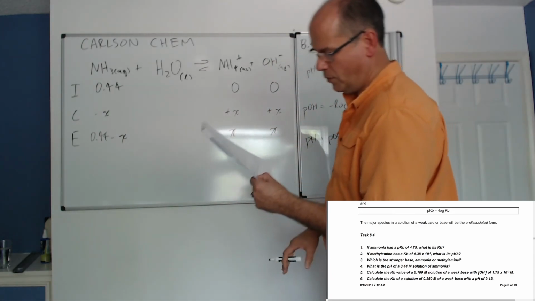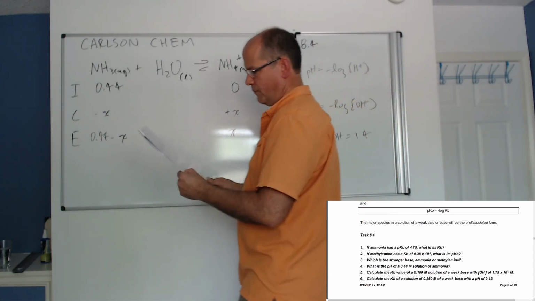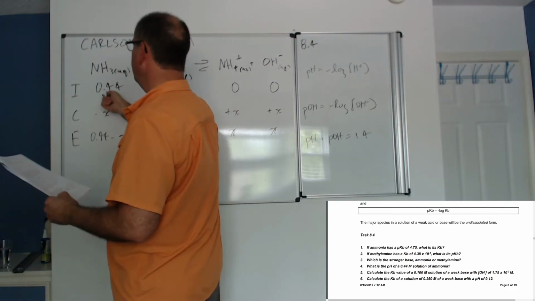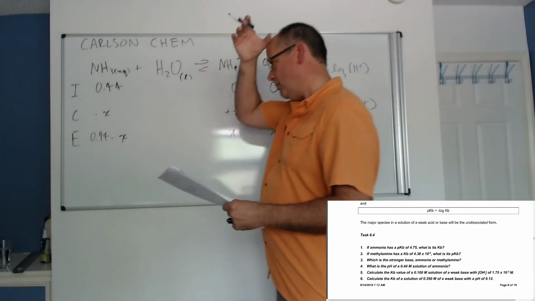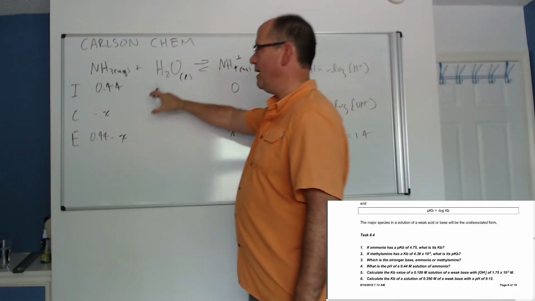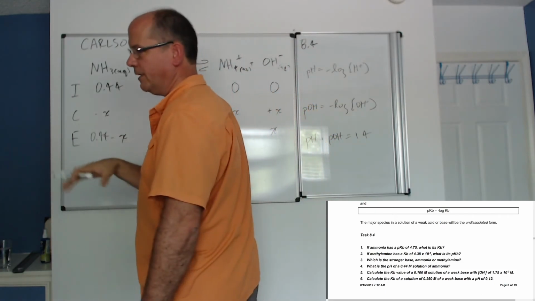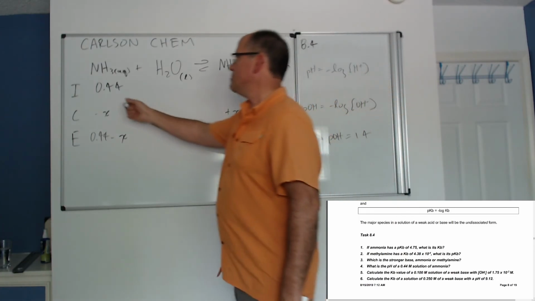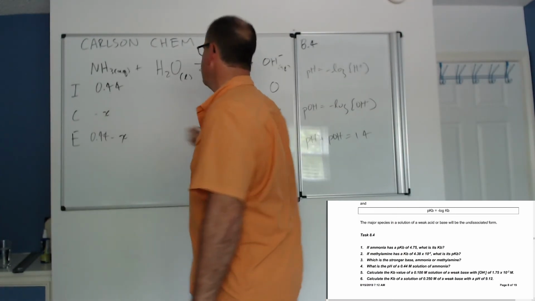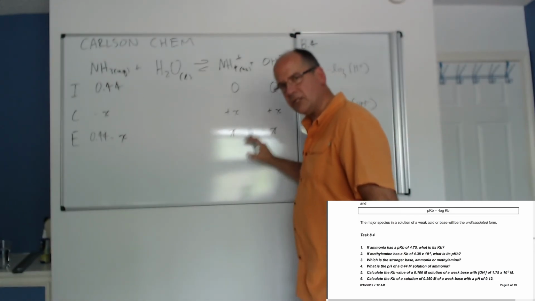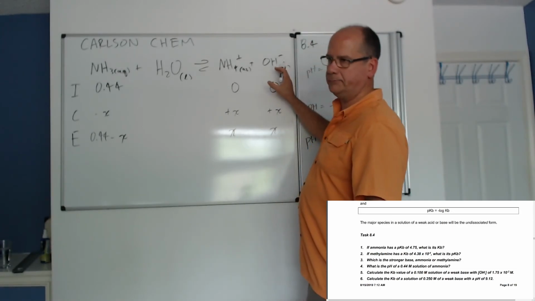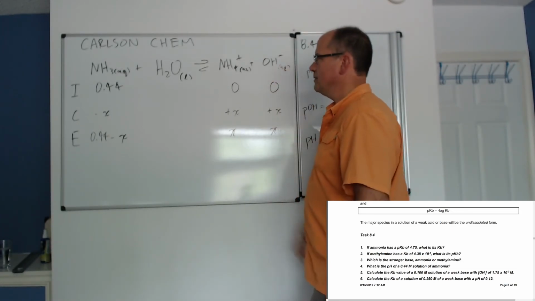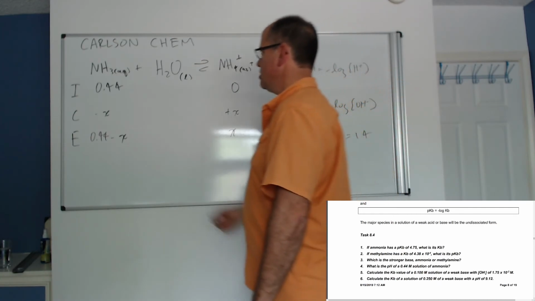So for number 4, what's the pH of a 0.44 molar solution of ammonia? You absolutely need to memorize that ammonia is a weak base, and we'll talk about how to figure out what's weak and what's strong tomorrow. But if you know that this is a weak base, then when you solve for X, you're solving for hydroxide. You're absolutely solving for hydroxide. So let's just do it.